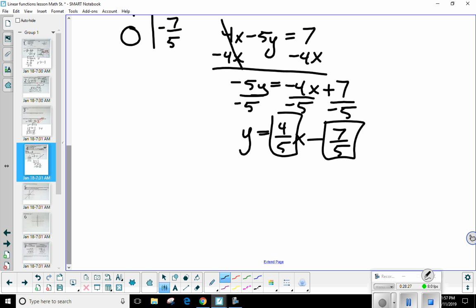When you have standard form, you don't have to manipulate the equation. You don't have to go through all that if you can remember what those ratios are. Remember, C over A for the what? What intercept? That's the x-intercept. C over B for the y-intercept. And what's the ratio for the slope? Negative A over B. There you go.